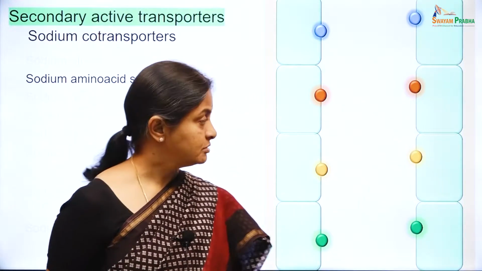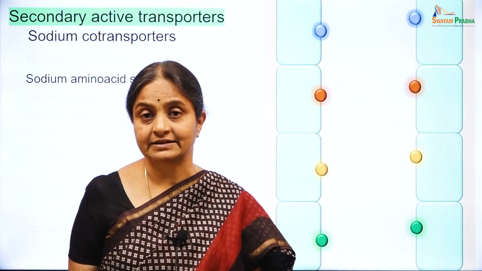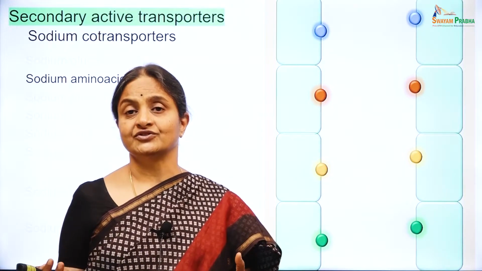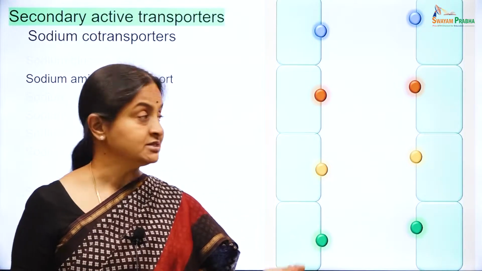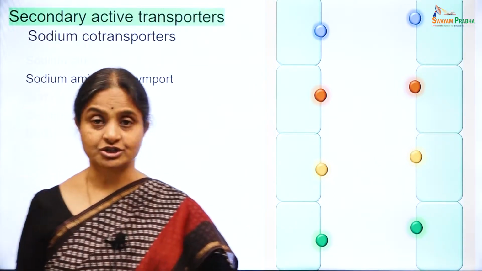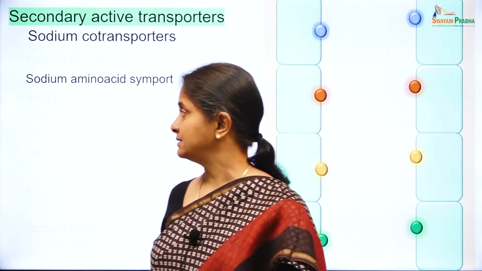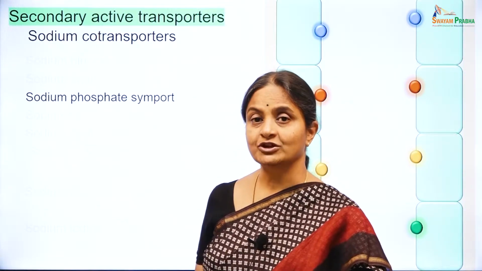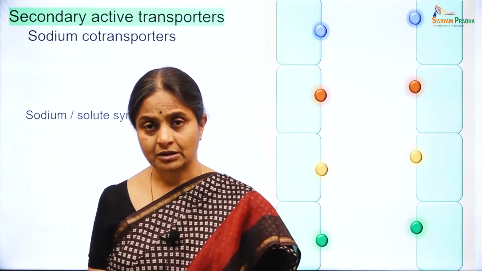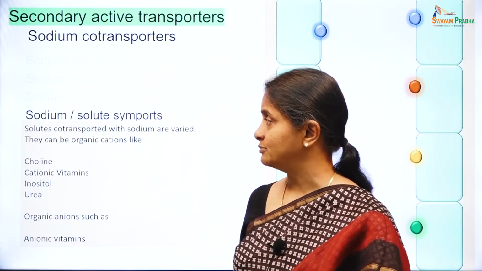Sodium amino acid symport is responsible for reabsorbing amino acids. Amino acids cannot be lost just like that because they form proteins, and it is not cost or energy effective for a cell to lose, for the body to lose amino acids, and therefore amino acids are fully reabsorbed in the proximal tubule through this transporter. It is not just one, there are specific sodium amino acid transporters for different groups of amino acids. Sodium phosphate symport is responsible for reabsorbing phosphate. And then there are sodium solute symports. There are a lot of them which transport many substances. There are different kinds of sodium solute symports.